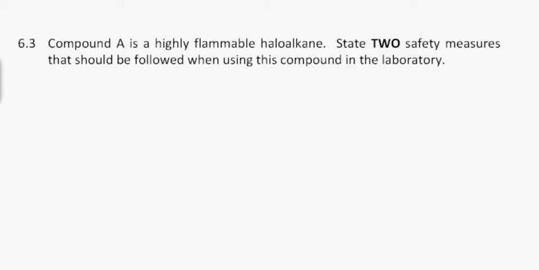6.3 asks us to give two safety measures for dealing with compound A, which is highly flammable. So the focus of our two safety measures that we give needs to relate specifically to the flammability of the substance. You need to be careful when answering these questions related to safety measures to make sure that you're being specific enough. So it's not good enough to talk about safety equipment.